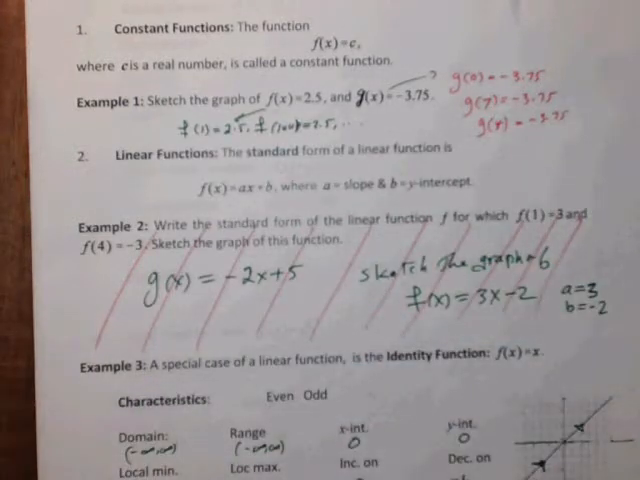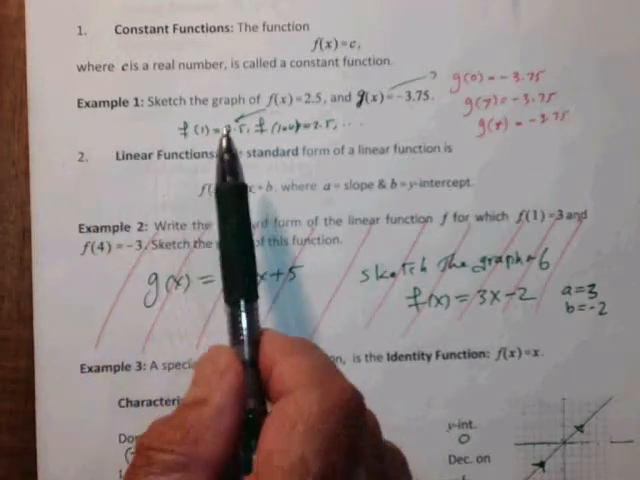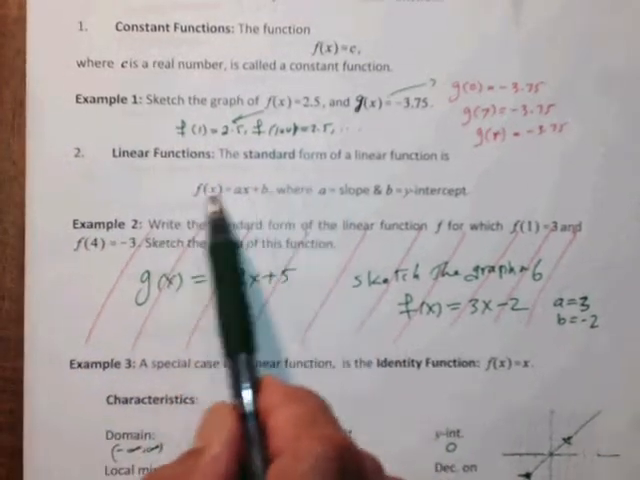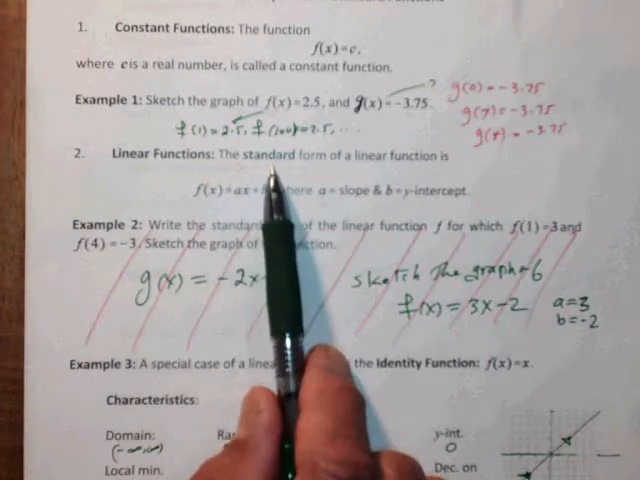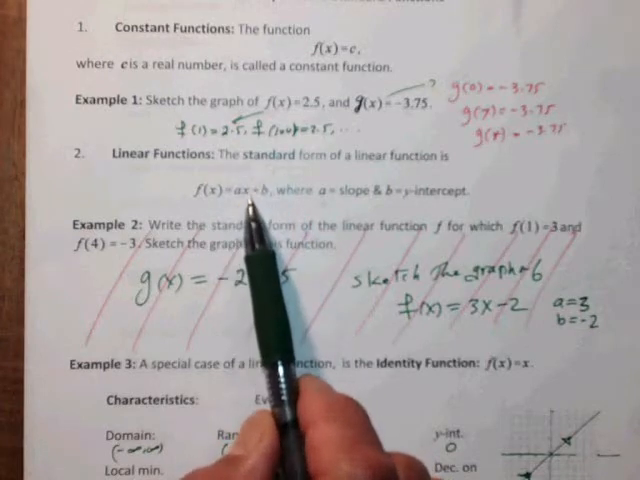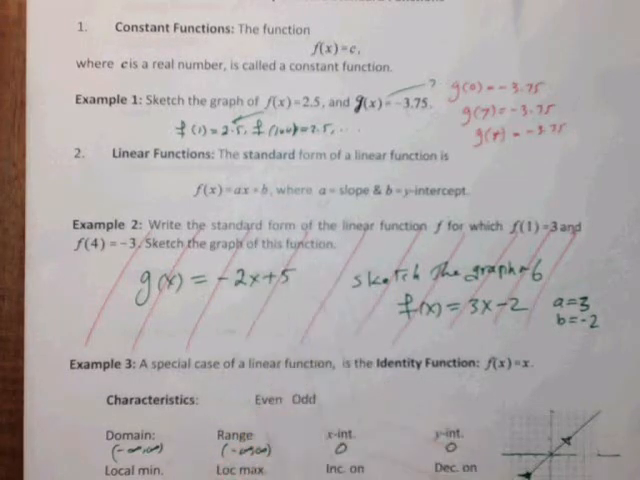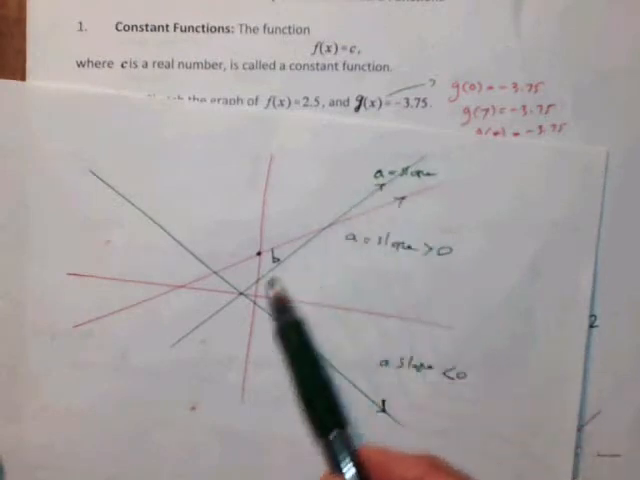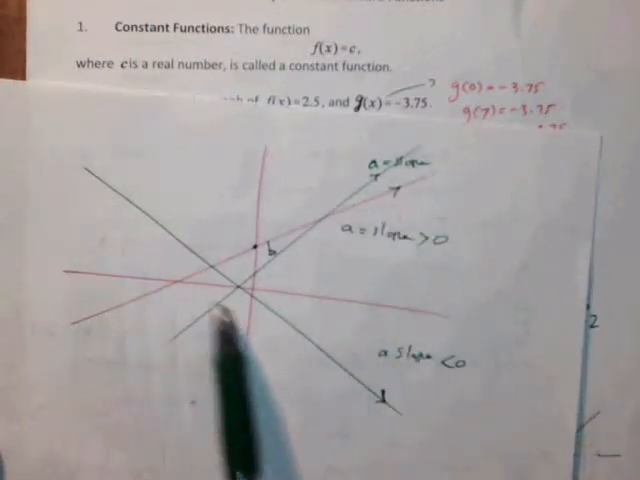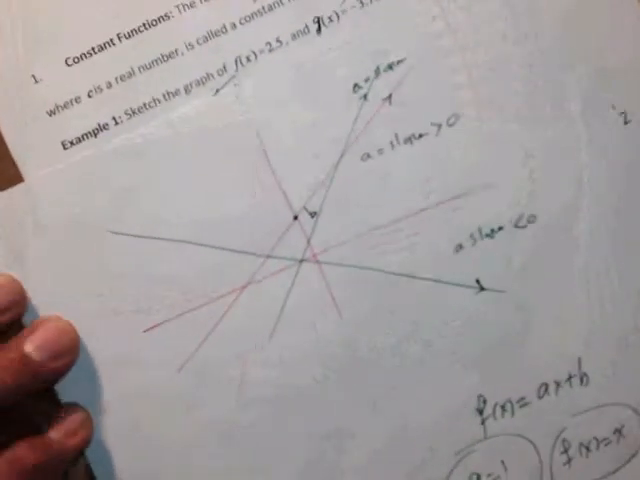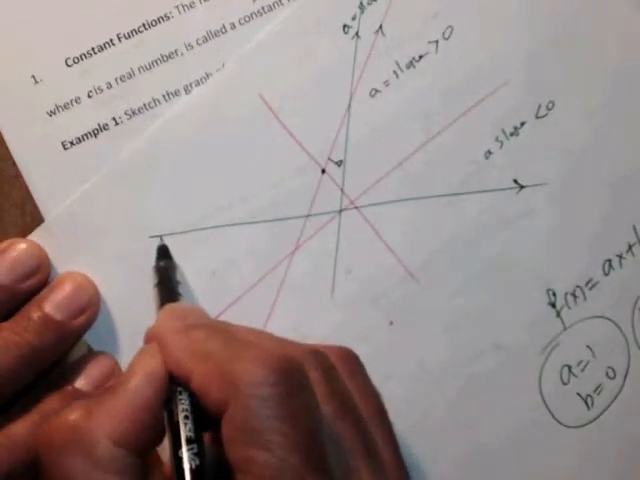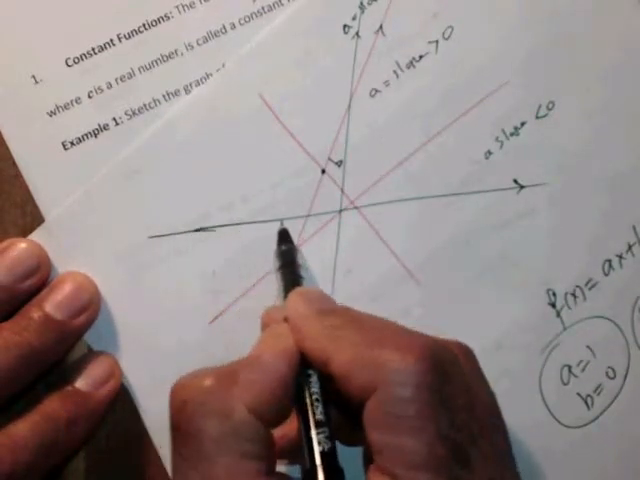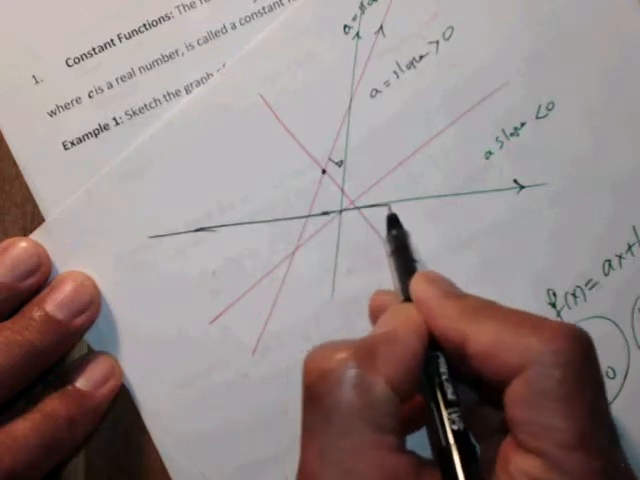The next simple functions are linear functions. The reason for the name is the fact that the graph of a linear function is a straight line, like this green line, or this red line, or this other line. Maybe I'll make it black here, so it'll be different colors. These are all linear functions. The graphs are straight lines.